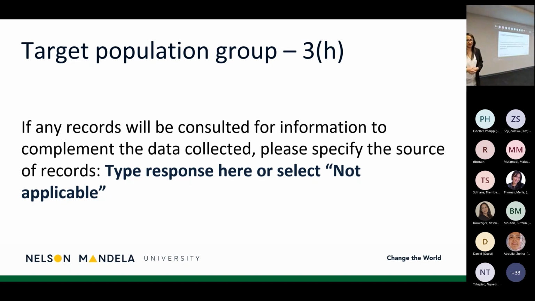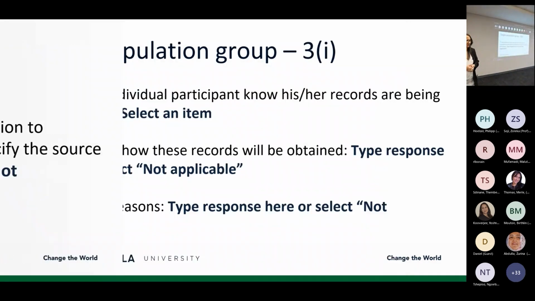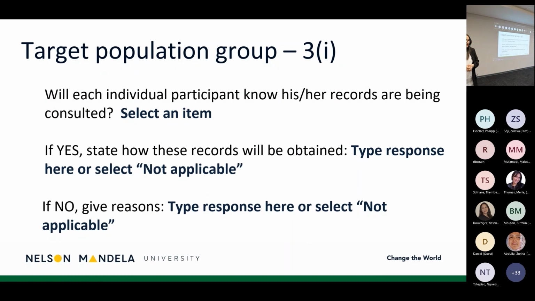Whoever gave you their information must have at the time agreed that you can at a later point come back and open their file to investigate the specific matter. It's very important. And will they know? So they've said, okay, you can use this for research at a later stage. But will they know that their records are being considered?